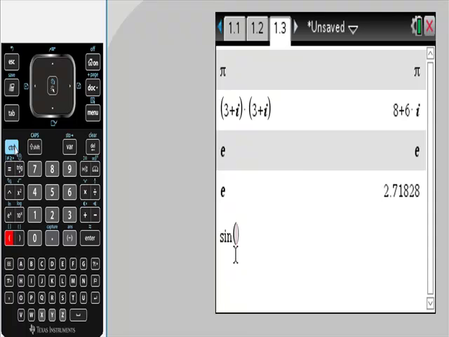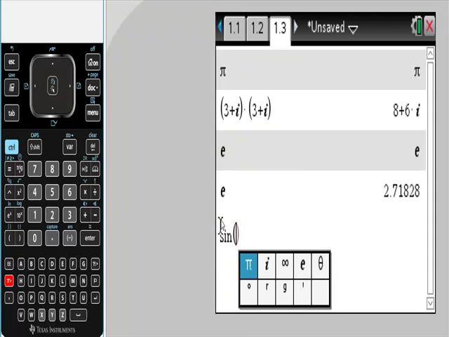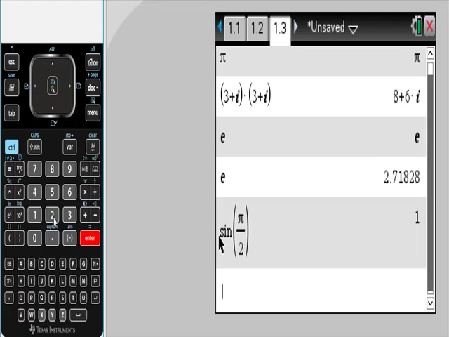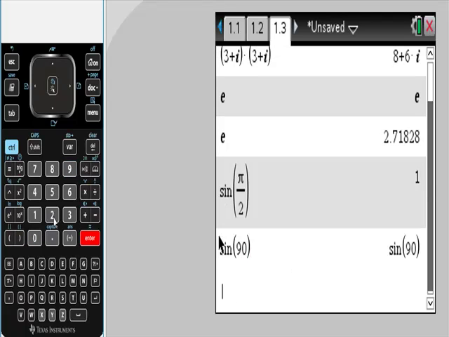So check this out. If I put in sine of pi halves, it should come back as 1. Pi halves radians should come back as 1. However, if I put in sine of 90, because I'm in radian measure, it's not reading degrees, it comes back as this. And that's a mess, because we know that should come back as a good answer.